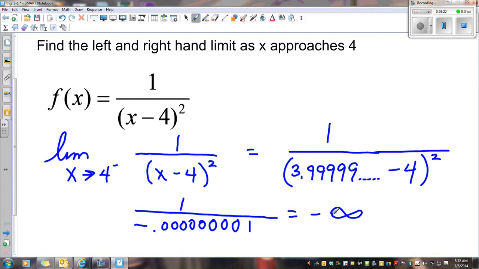Did we square that or no? Okay, I can square that. That's going to change things. She's right. We didn't square it. We need to. All right, now, if you square it, what happens? It's positive. We get positive infinity. There you go. Okay, good job.